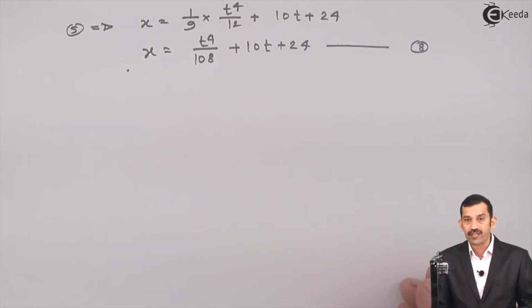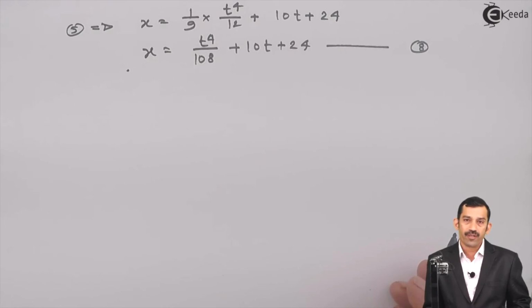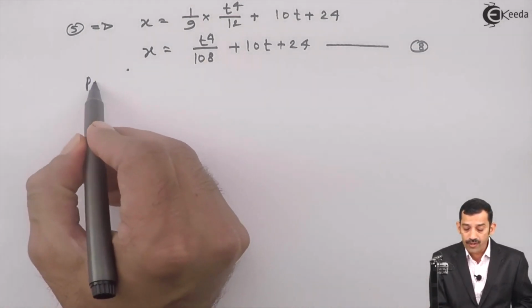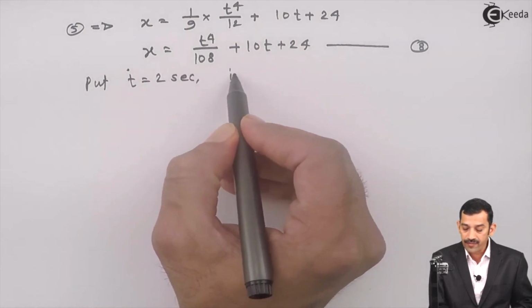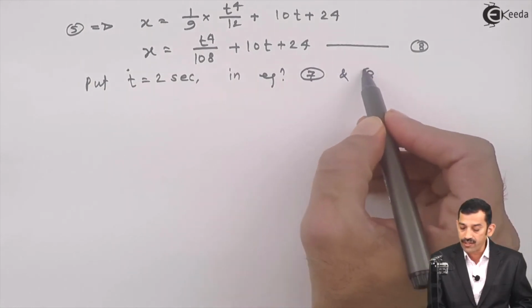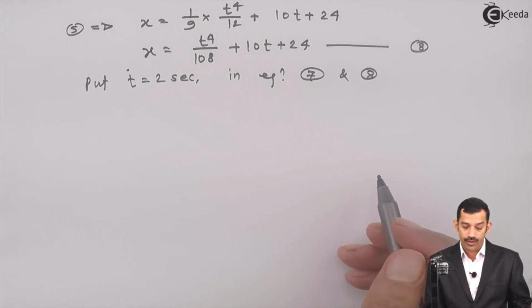Equation number 7 and equation number 8 represent your answer, because you had to find the relation between velocity and time, and the equation of position in terms of time t. Now you have to find the velocity and position at t equal to 2 seconds. Therefore, we substitute t equal to 2 seconds in the equation of velocity and the equation of position.